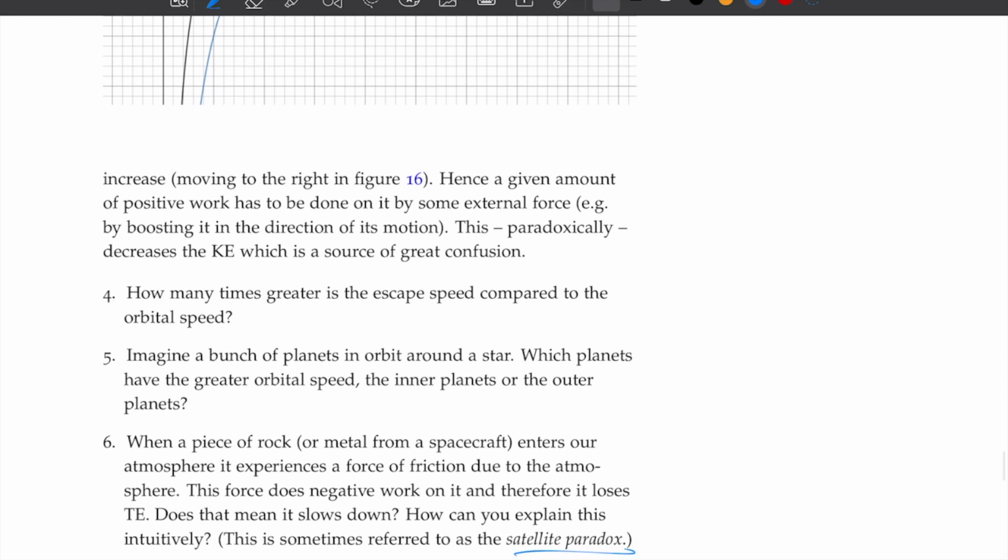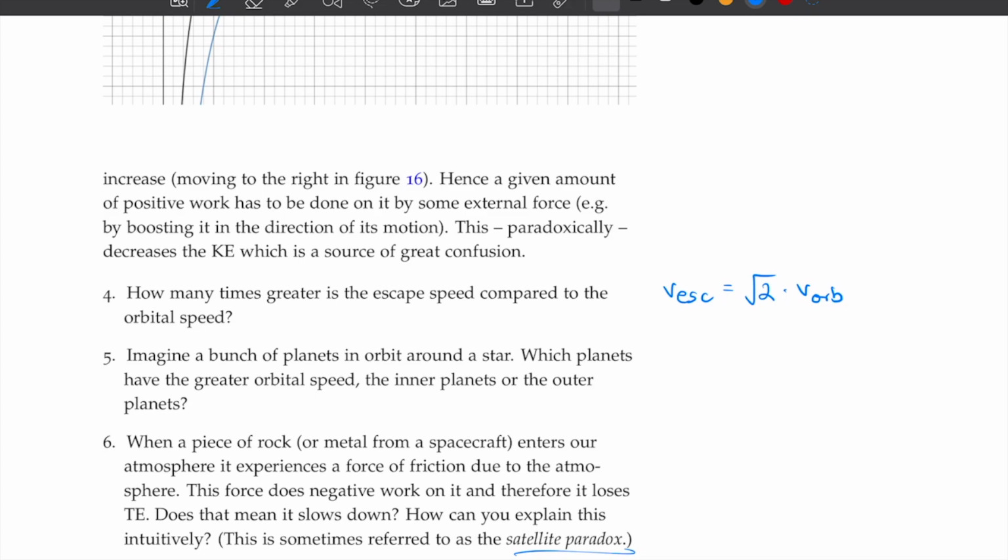How many times greater is the escape speed compared to the orbital speed? Well, just by comparing those two formulas, you can see that the escape velocity really is just square root 2 times the orbital velocity.